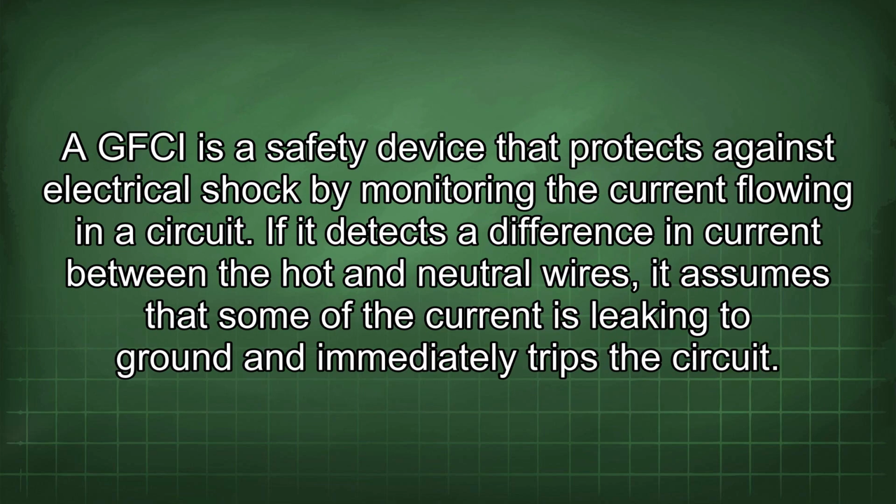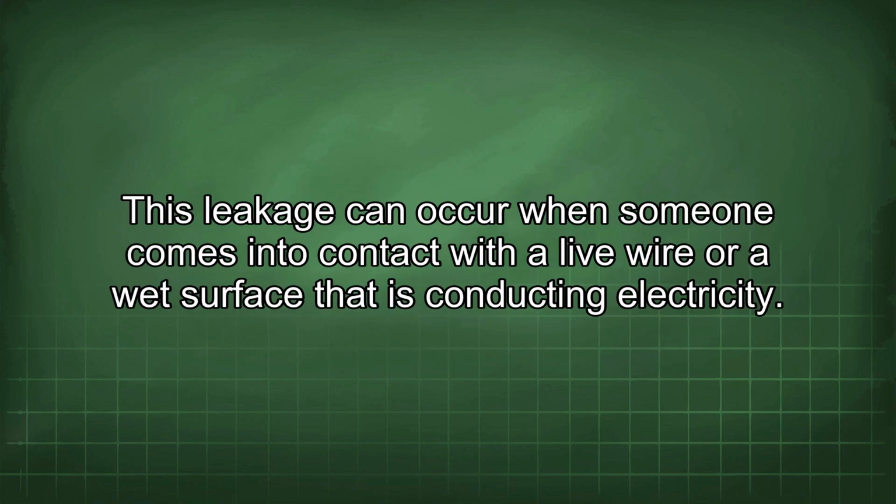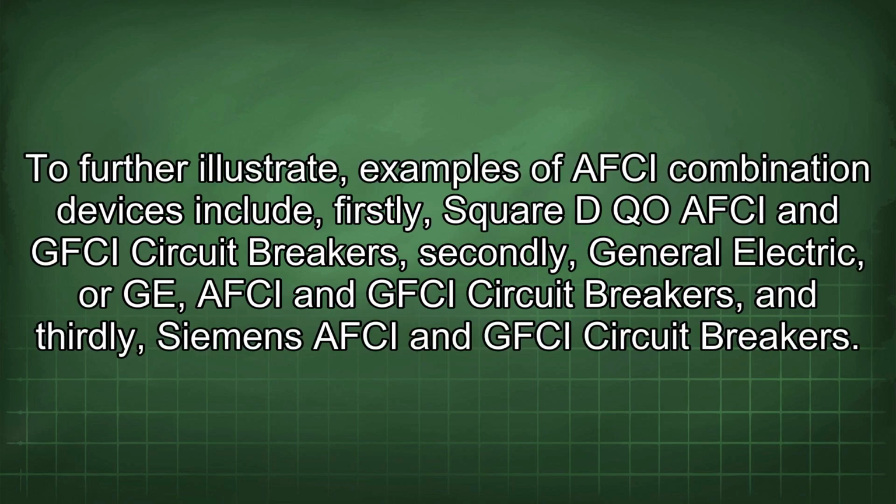A GFCI is a safety device that protects against electrical shock by monitoring the current flowing in a circuit. If it detects a difference in current between the hot and neutral wires, it assumes that some of the current is leaking to ground and immediately trips the circuit. This leakage can occur when someone comes into contact with a live wire or a wet surface that is conducting electricity.